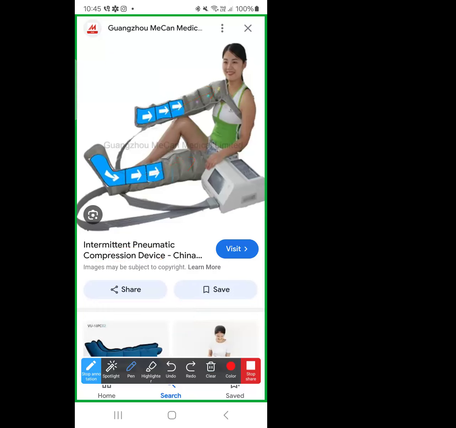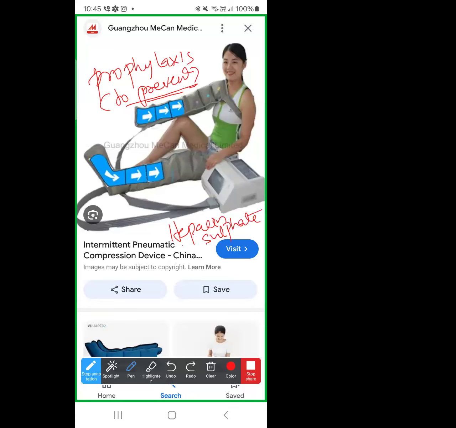Okay. Next, a very important point. What is the prophylaxis for DVT? Prophylaxis for DVT is heparin. Prophylaxis means to prevent. To prevent DVT, what medication you want to give? That is heparin. Heparin is the best drug of choice. So what is the prophylaxis for DVT? It is always heparin.